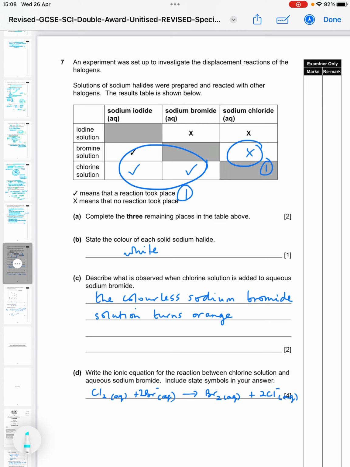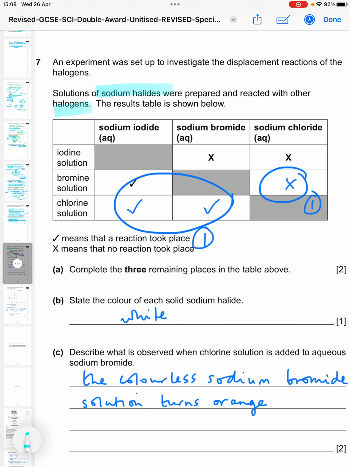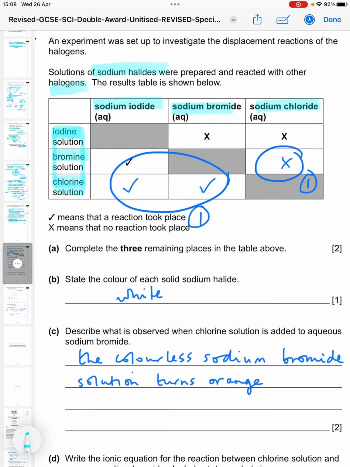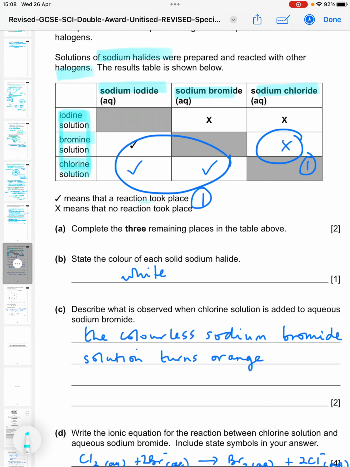Question 7. An experiment was set up to investigate the displacement reactions of halogens. Solutions of sodium halides were prepared and reacted with other halogens. And the results table is shown below. So here we have the solutions. There's iodine, bromine and chlorine. And then they're reacted with sodium iodide, sodium bromide and sodium chloride solutions. So a tick means a reaction took place and a cross means that no reaction took place.